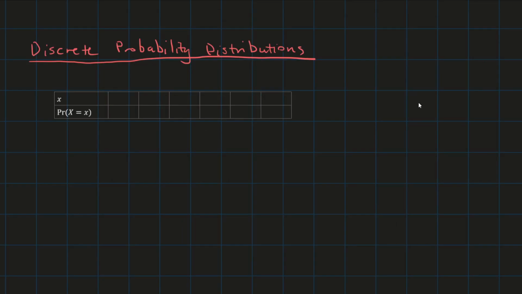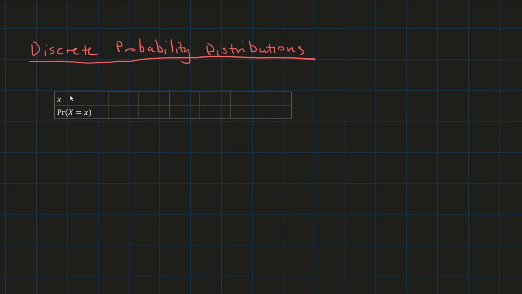Something that's new to Year 12 Methods that hasn't been covered before is something called probability distributions. Now, probability distributions doesn't introduce any new concepts in terms of the probability calculations. It's just a neat way of describing our whole problem.